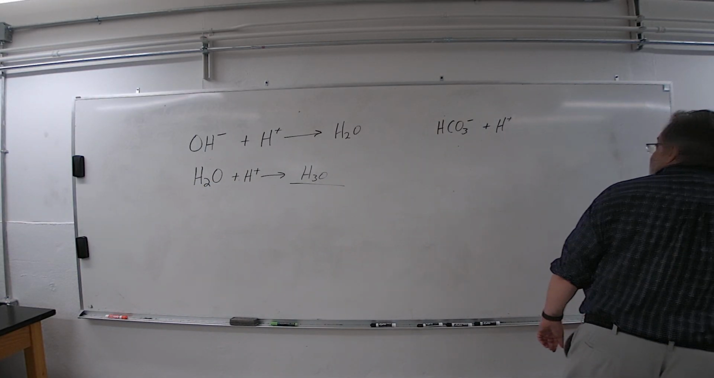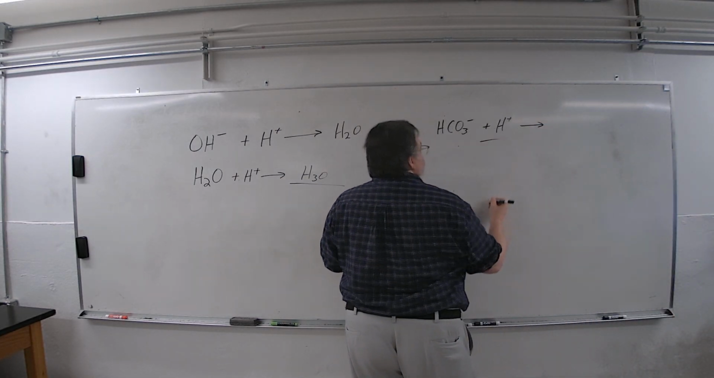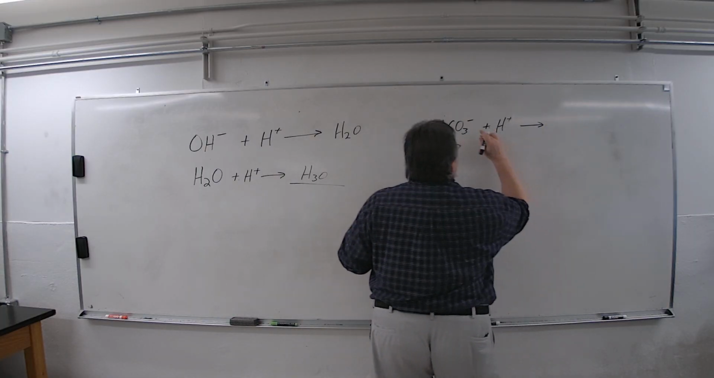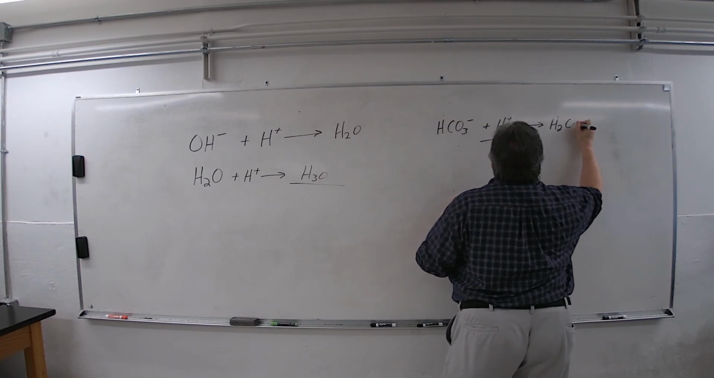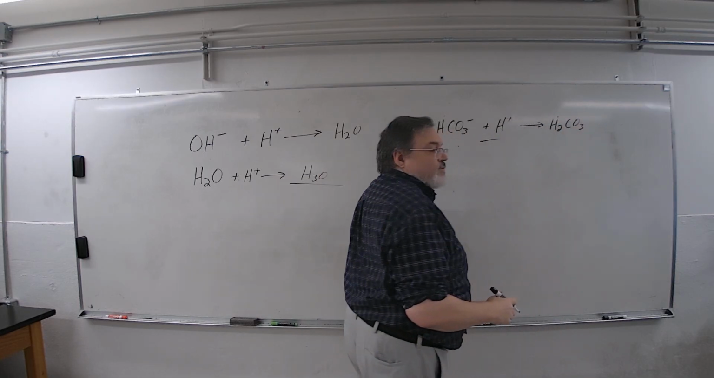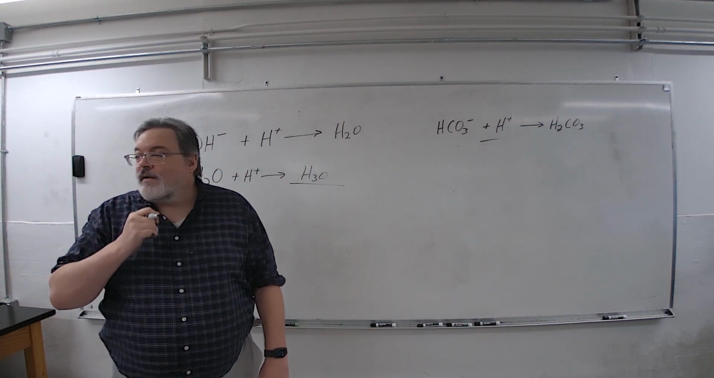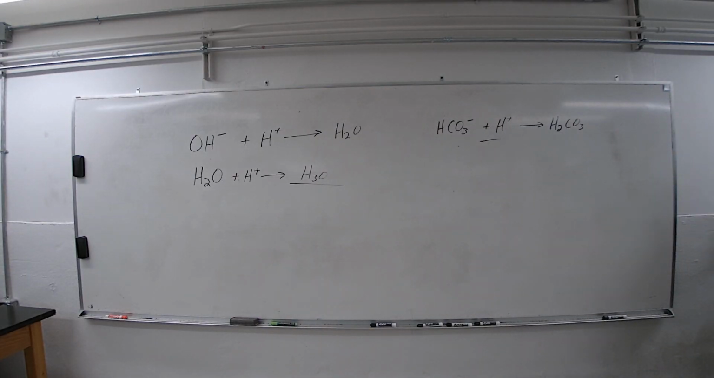It wants the conjugate acid. So you add H plus. This is negative and this is positive, so make sure you do H2CO3, and you get the neutral. You okay with that? Still going too fast. So that one should be H2CO3, right?